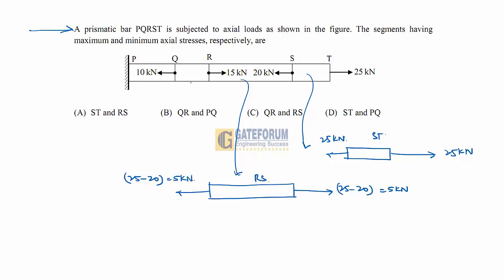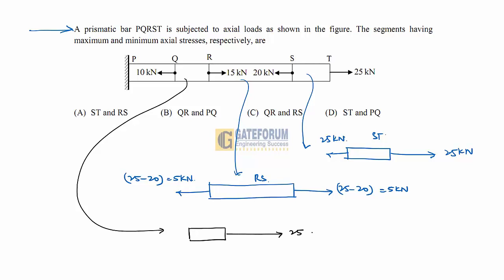Right, and similarly, if I consider the QR segment, the right hand force will be 25 and the left hand force will be minus 20 plus 15, which is equal to 20 kilonewtons. Here also, similarly, it will be the same, that is 20 kilonewtons.